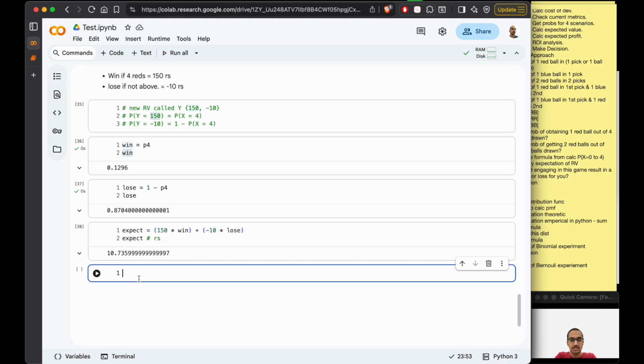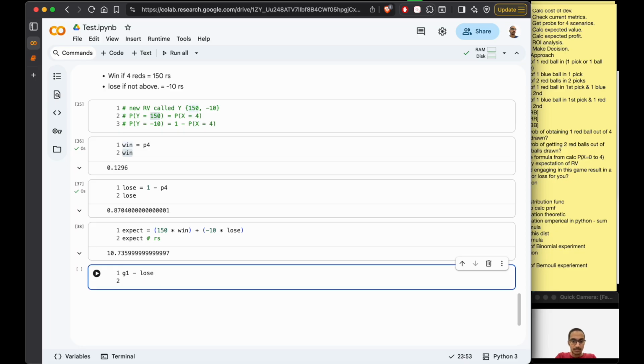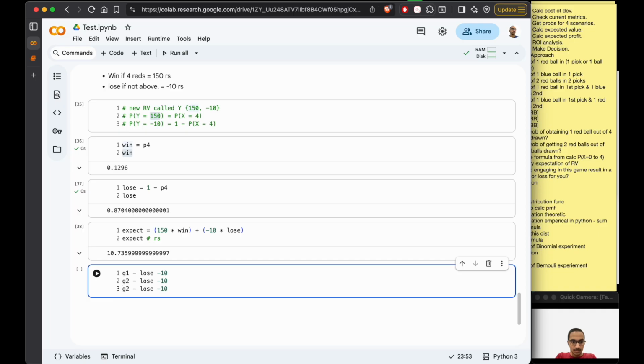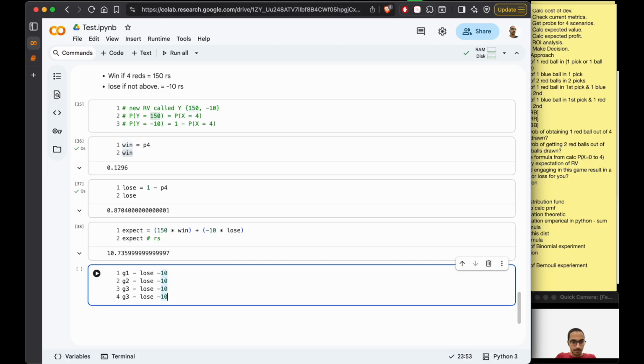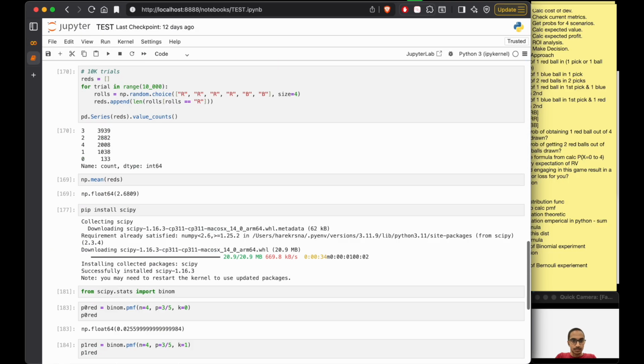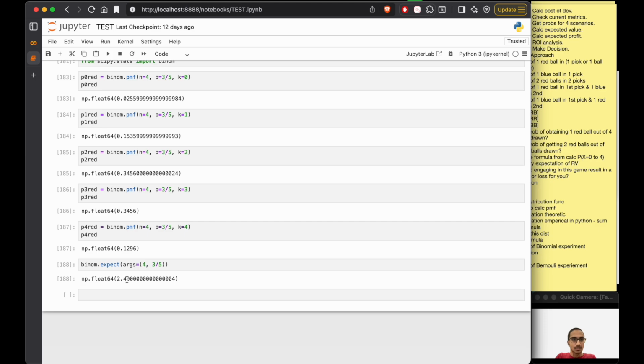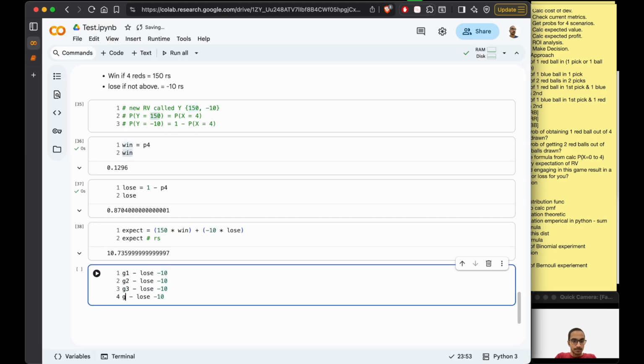So what it means is, if I play the first game, I will lose. Then I play second game, I still lose, which is minus 10, minus 10. I still lose minus 10. Game 4 also minus 10. And so on.